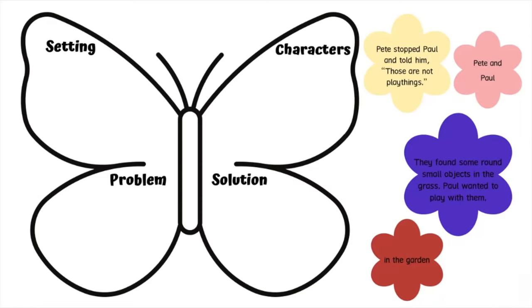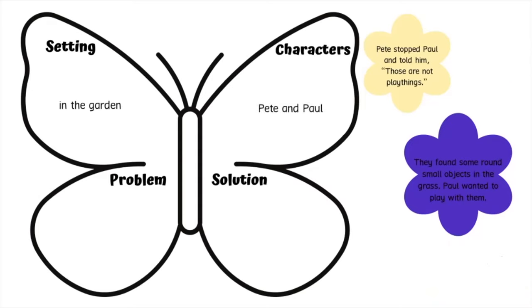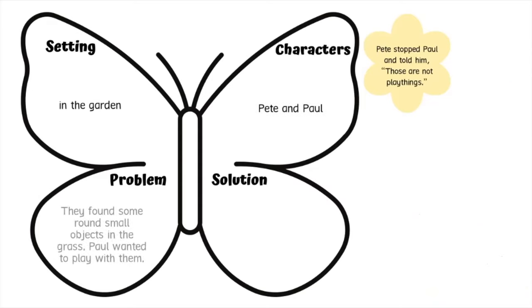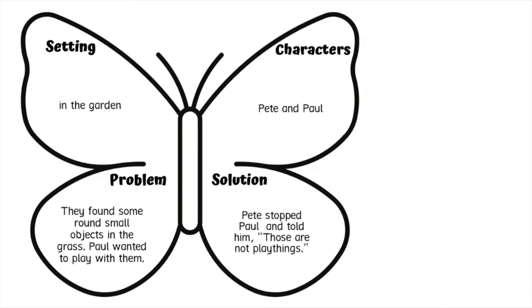Here are the answers. Setting, in the garden. Characters, Pete and Paul. Problem, they found some round small objects in the grass. Paul wanted to play with them. Solution, Pete stopped Paul and told him, those are not playthings. What's your score? I hope you got them all correct.